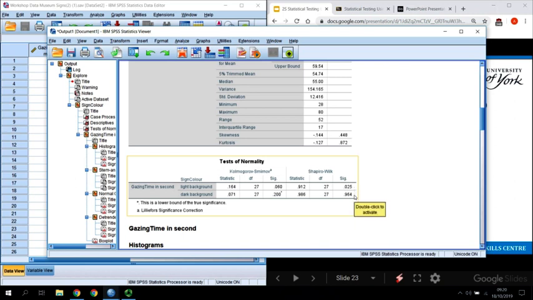If the p-value is greater than 0.05, that means that there was no difference between our data and a theoretical bell-shaped curve normal distribution. And therefore our data is roughly a normal distribution and it meets that assumption of normal distribution. So you can see here the dark background is above 0.05. So the dark background data does meet the assumption of normal distribution. So we've got one half of our data doesn't meet it, one half does.